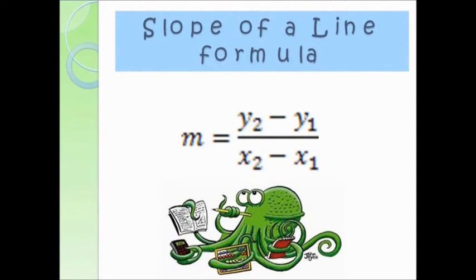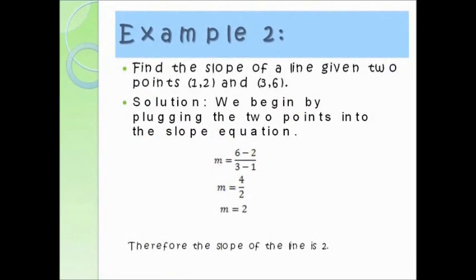Good. Now that we know how to write the equation of a line, let's move on to finding the slope if we are given 2 points. There's a simple equation that we can plug both of the points into in order to find the slope m of a line. The equation is your slope m equals y2 minus y1 all over x2 minus x1.